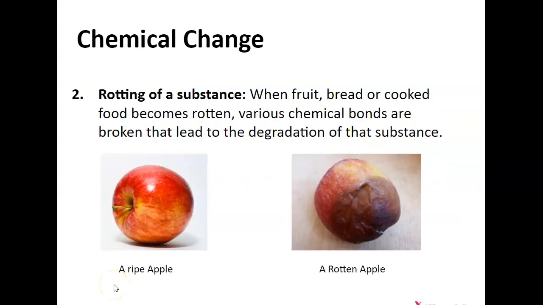So another example would be the rotting of something. Again, when food, bread, or anything that's been cooked rots, a chemical process takes place. So in other words, the bonds there are broken. They become degraded in the substance. And we know that a ripe apple and a rotten apple are going to be two different things. They're going to taste totally different. We're not going to be able to take a rotten apple and go back to a ripe apple. So it completely changed.